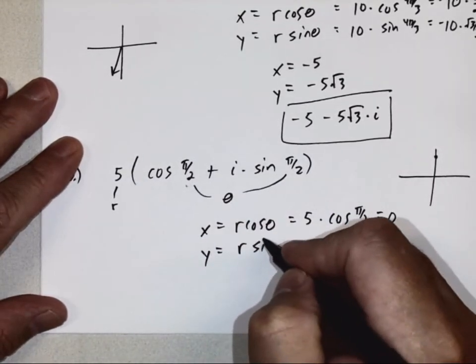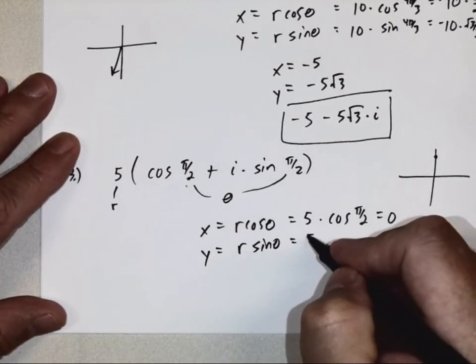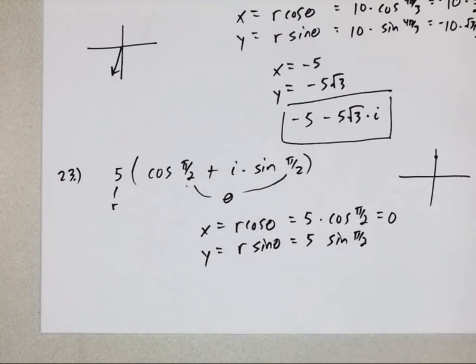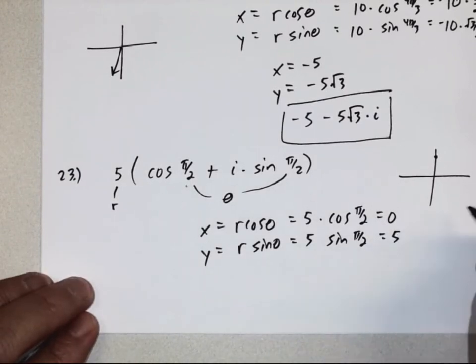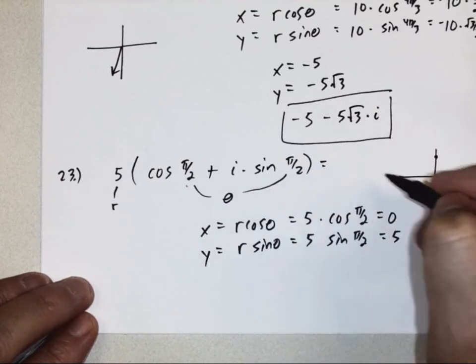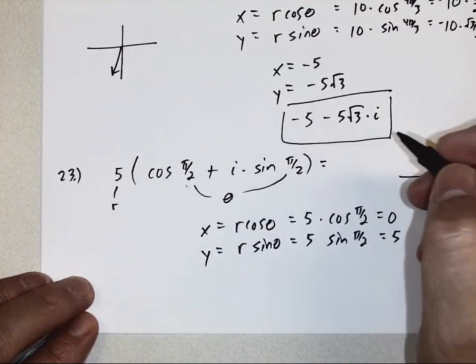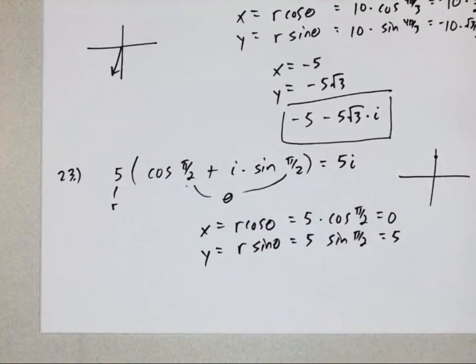Y is r sine of theta. R is 5. Sine of pi over 2. What's sine of pi over 2? It's 1. So it looks like this whole number, there's no real part because x is 0. All we have is the complex part.